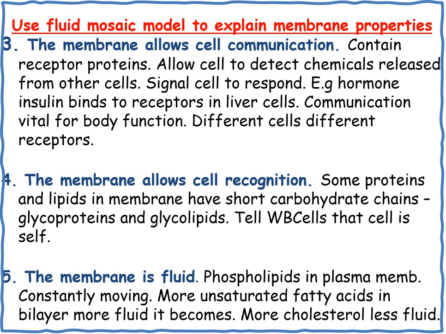The membrane allows cell communication. That's because they contain receptor proteins and they allow the cell to detect chemicals released from other cells, which signal the cell to respond, like hormones, like insulin binds to receptors in liver cells, and this communication is vital for body function. And different cells have different receptors. The membrane allows cell recognition, so some proteins and lipids in the membrane have short carbohydrate chains, like glycoproteins or glycolipids, which tell the white blood cells that the cell is self.